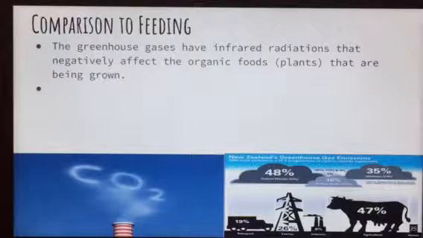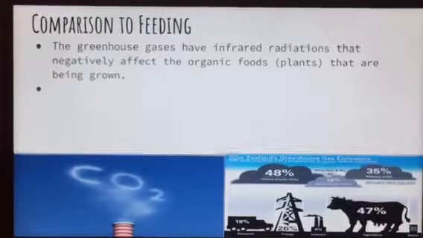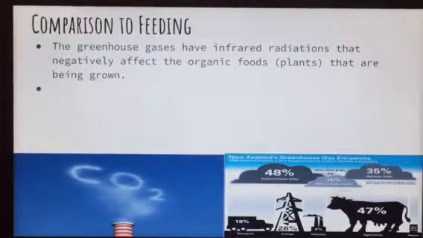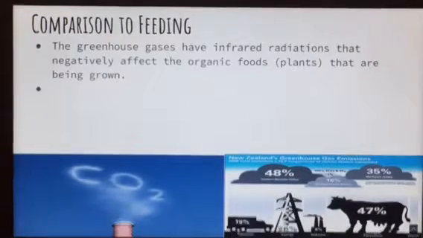Then comparison to feeding. The greenhouse gases have infrared radiation that negatively affects the organic foods, known as plants, that are being grown. What that means is that it creates a different environment for these animals and everything else that helps us, and also with foods, so they can create a better living environment. But in reality, it doesn't really help because it creates an environment with too many toxic gases that can and will affect these animals and or plants.